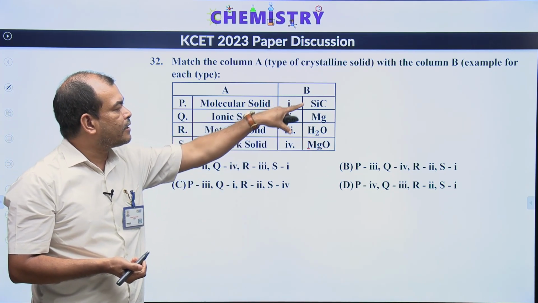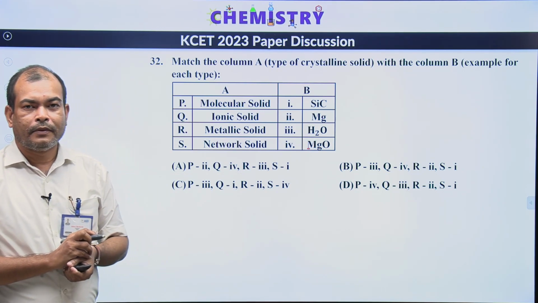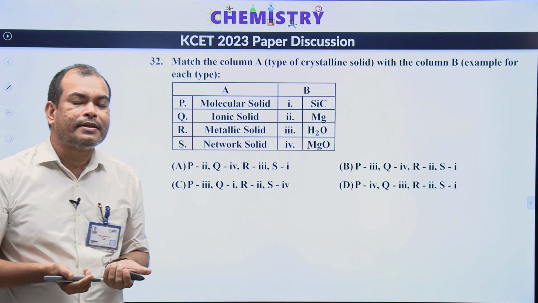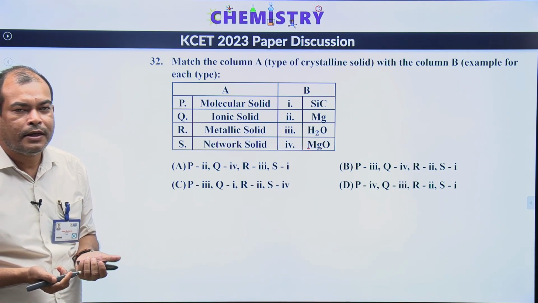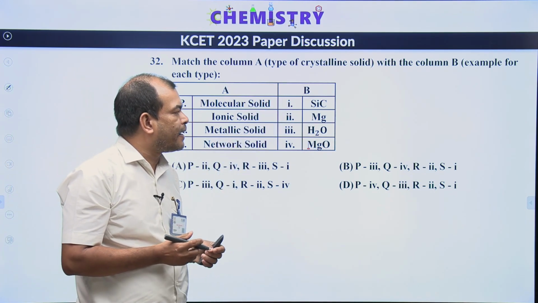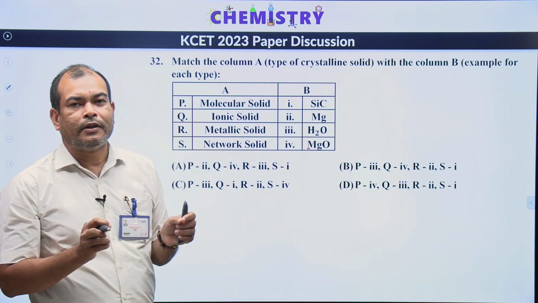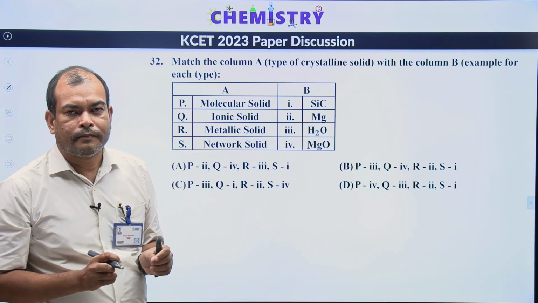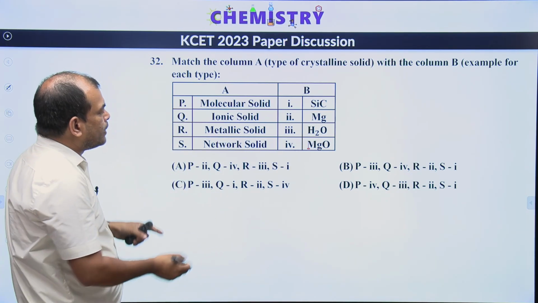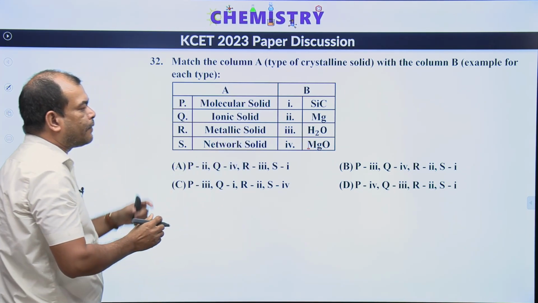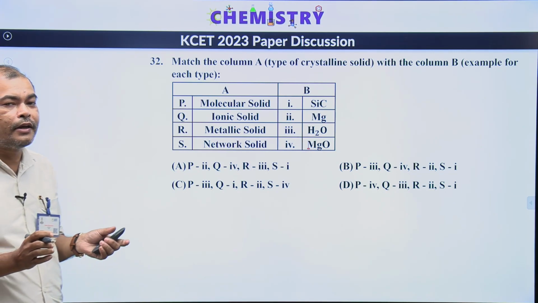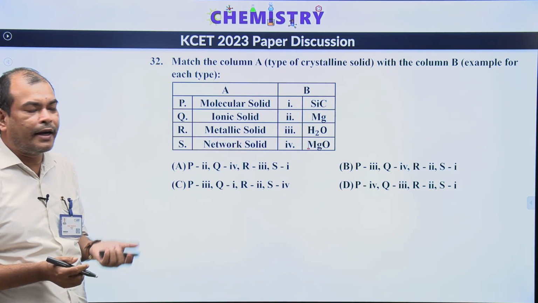Now only silicon carbide and water are left. A water molecule exists in molecular form, associated through hydrogen bonding. But silicon carbide forms a network through bonds between silicon and carbon. Therefore it becomes easy to identify the molecular solid, ionic solid, and network solid. If you are not sure, you can use the elimination method also, and that will be easy.